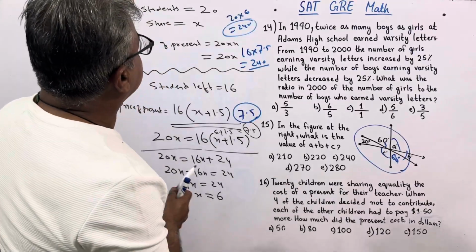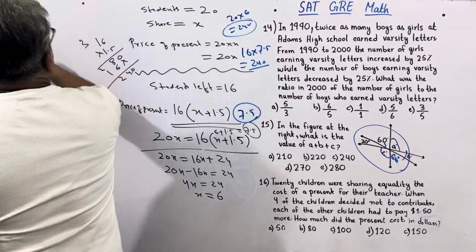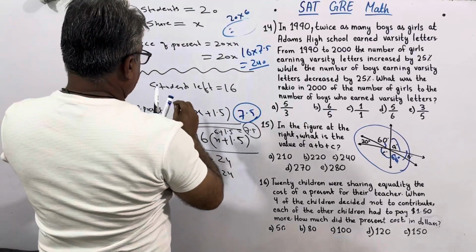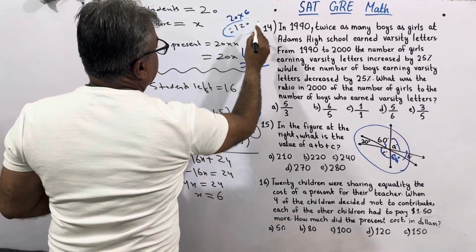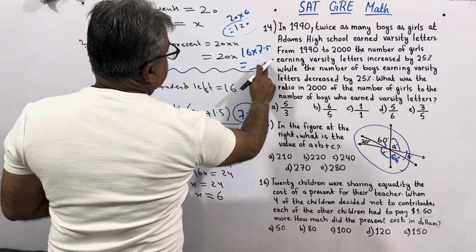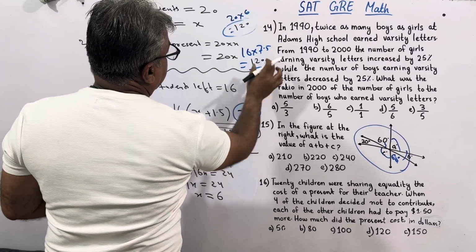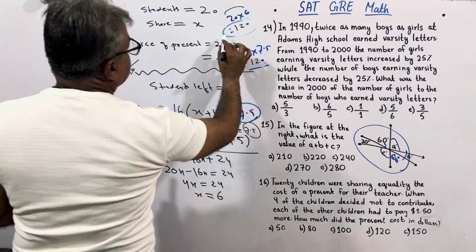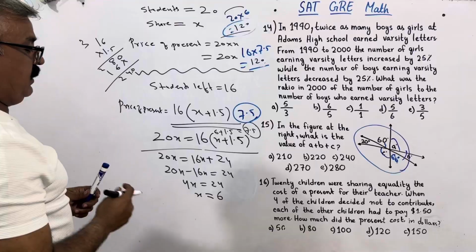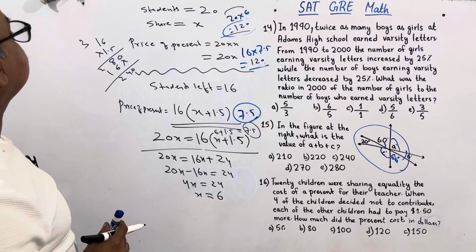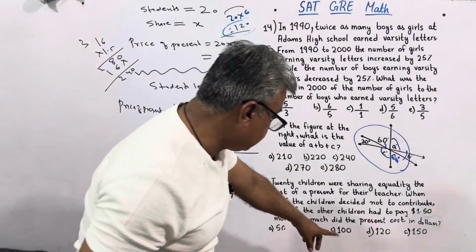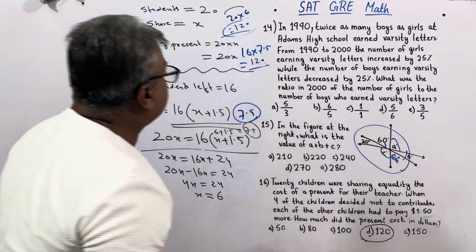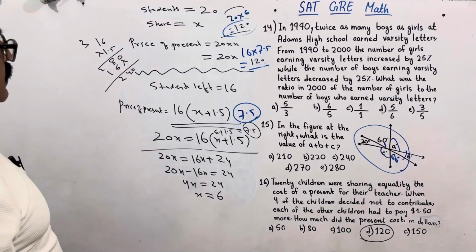2 6s are 12, so it's 120. My mistake, sorry. 2 6s are 12, it is 120. Here 16 times 7.5 also gives 120. Extremely sorry for the mistake. 120 is the price for the present of a teacher. The cost of the present for a teacher in dollars is $120.